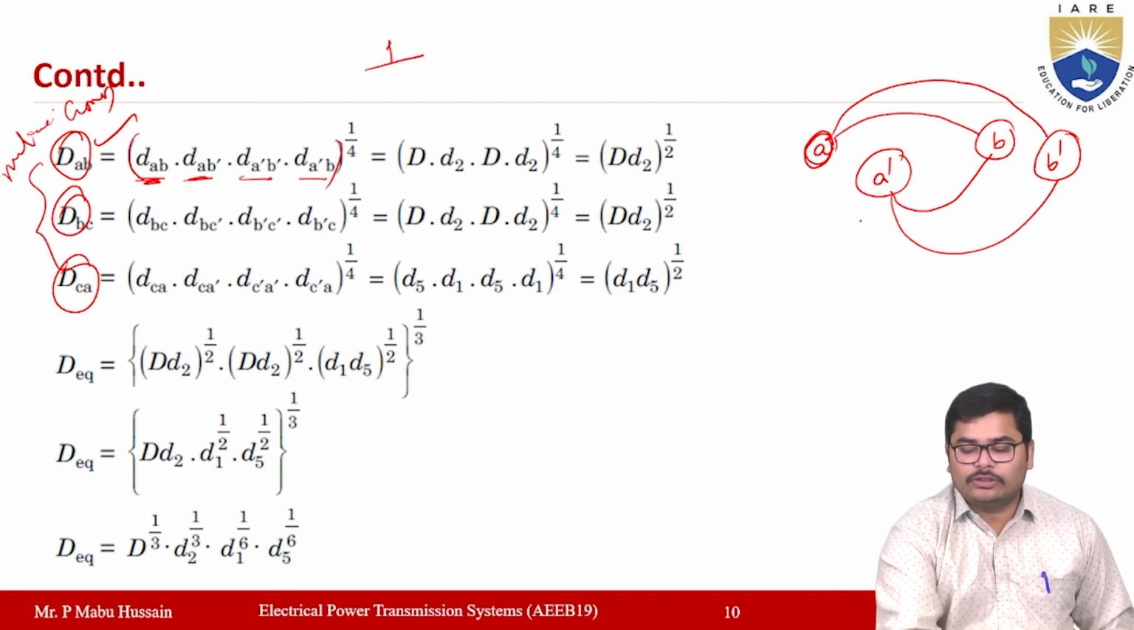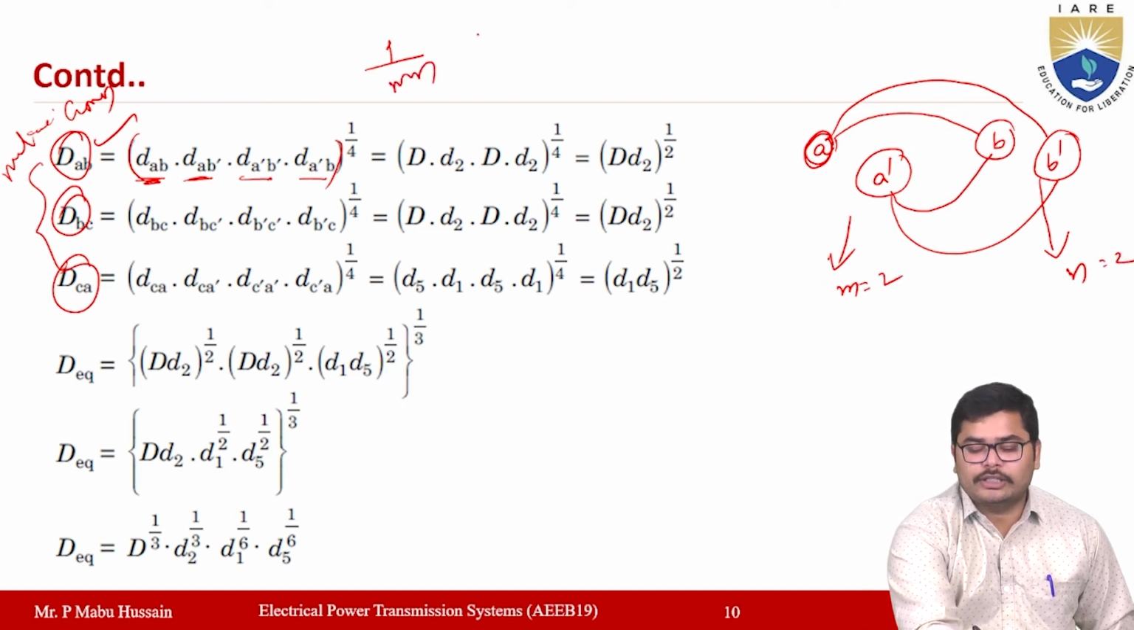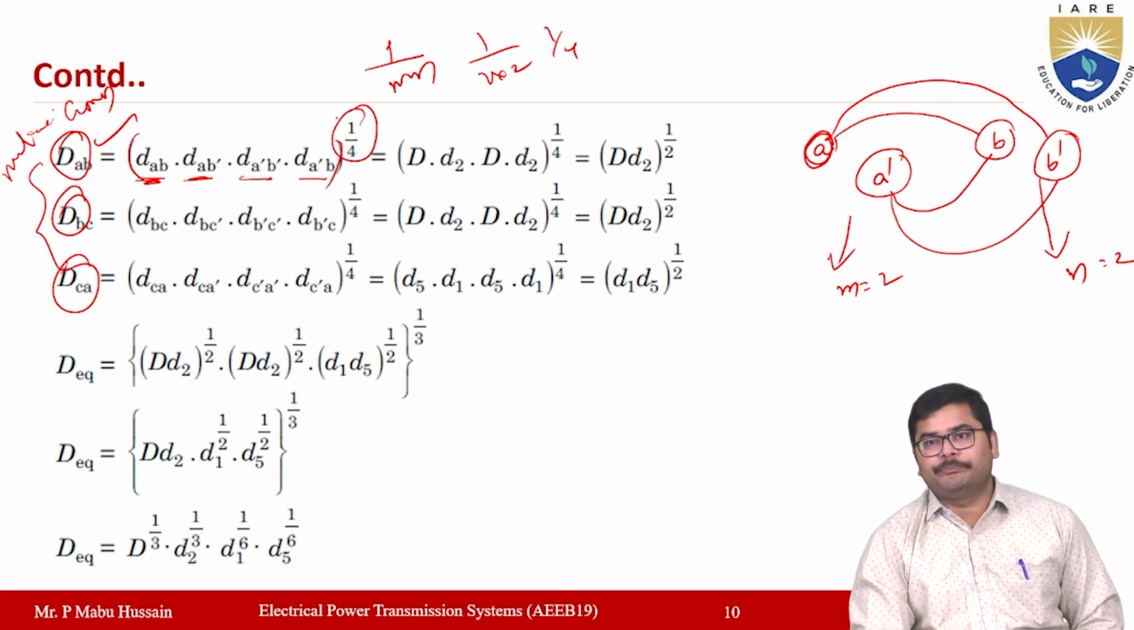1 by, so here how many conductors are there? This will be 2, this will be 2. So 1 by mn you have to consider, which is 1 by 2 into 2, which is nothing but 1 by 4. So here you will get 1 by 4.